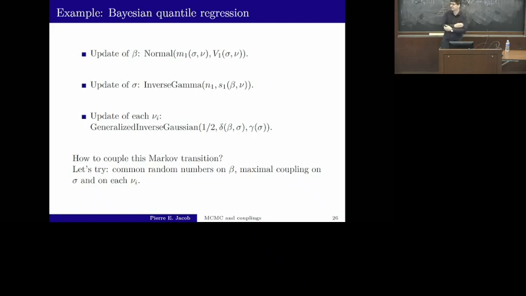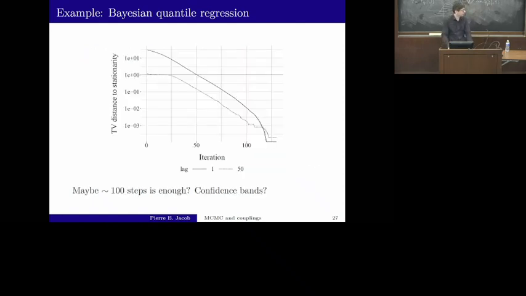So for the coupling that's constructed using this, the hope to get a meeting time is that we really want the sigma and the nus to meet. Yes, absolutely. So for the chains to meet now, the sigma must meet. That should be okay because there's only one of them, but all the nus have to meet now. And yet it works somehow.